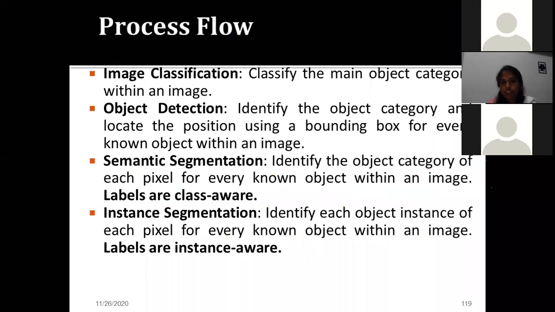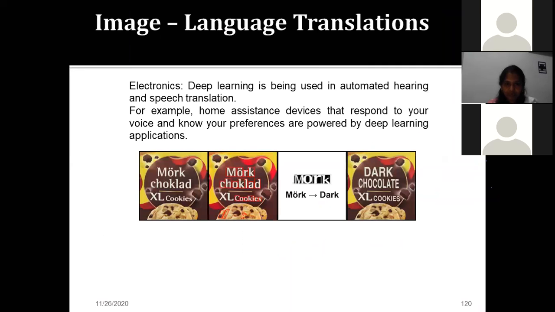And the basic process flow is given here. Image classification, object detection, semantic segmentation, instance segmentation. These are the few techniques. And we are familiar with this.